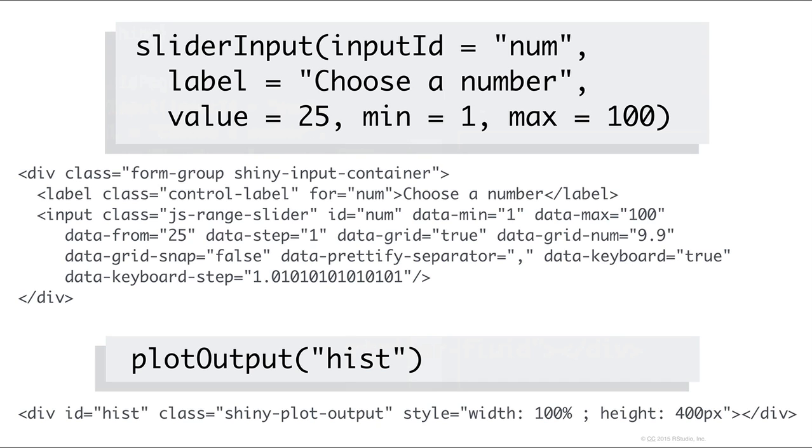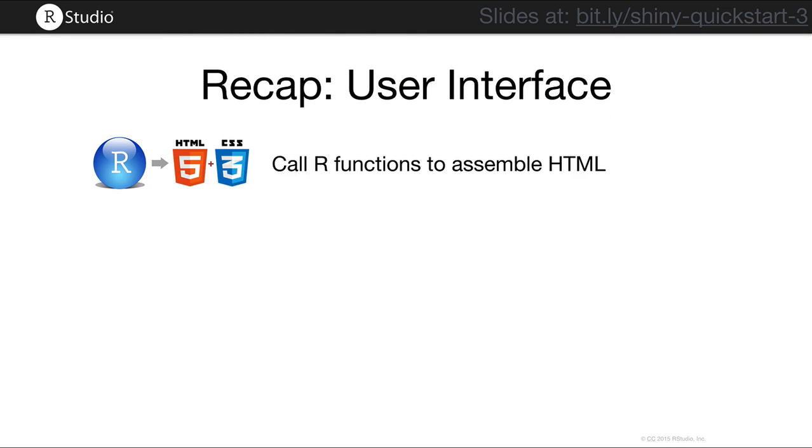So this idea that you call R functions that return HTML to build the app is something we'll return to throughout the day. This is a basic paradigm for setting up the appearance of your Shiny app. You call an R function, and that function writes the HTML for you. So just realize that we're going to be calling R functions to work with HTML.